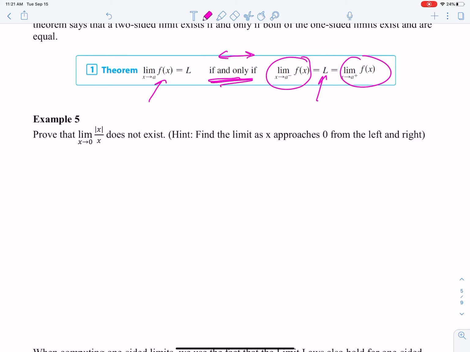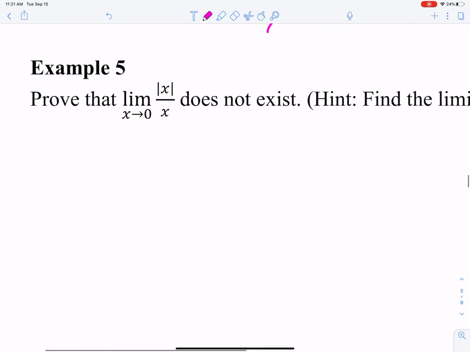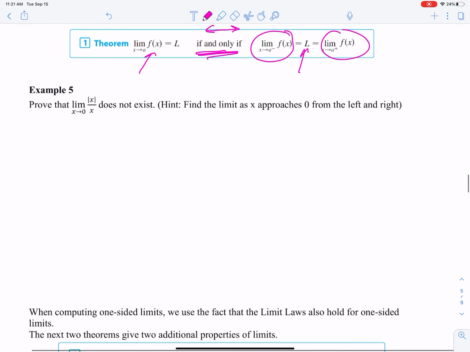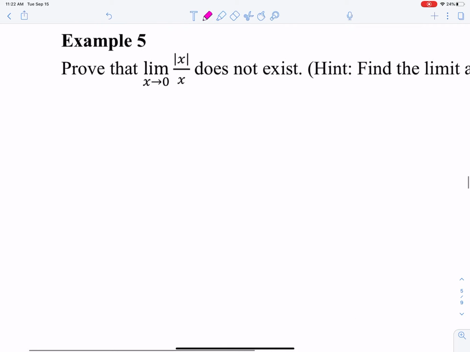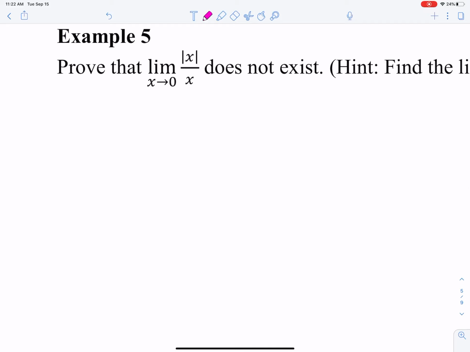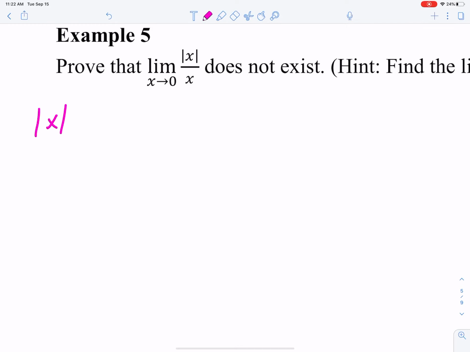We're going to prove that the limit as x approaches 0 of absolute value of x over x does not exist. So there's a nice little hint right there. Find the limit as x approaches 0 from the left and from the right. First, let's remember the piecewise definition of absolute value of x, which we talked about in chapter 1. It's x if x is greater than or equal to 0, but it's negative x if x is less than 0. Because if x is less than 0, then x is negative, so negative x means negative negative, which means positive, right?